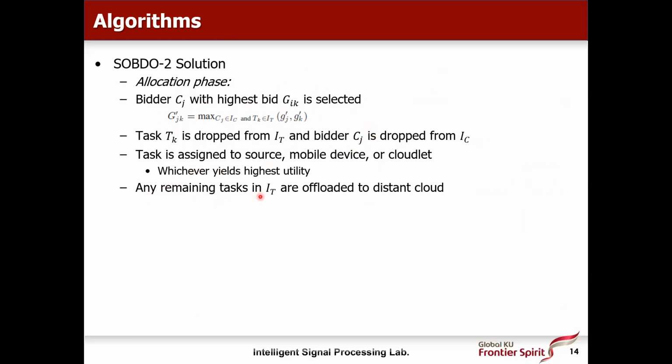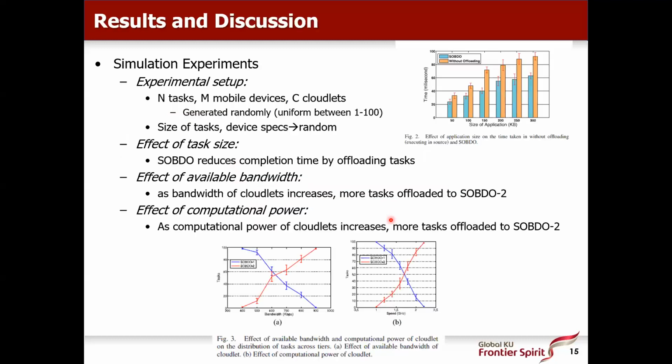And if there are any remaining tasks after all of this is done, SUBDO 1 and SUBDO 2 have been completed, and there are still remaining tasks that have to be assigned, then those are offloaded to a distant cloud. And so in the experimental setup, they specify n number of tasks, m number of mobile devices, c number of cloudlets. These are generated randomly from a uniform distribution between 1 and 100. Size of tasks and the device specs are also random.